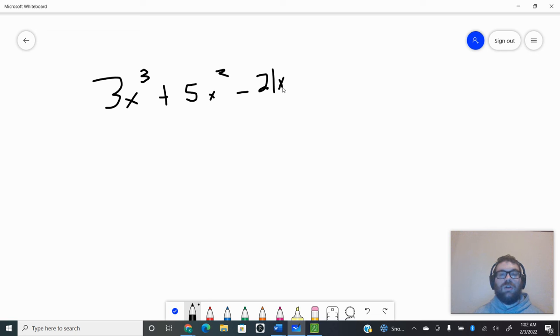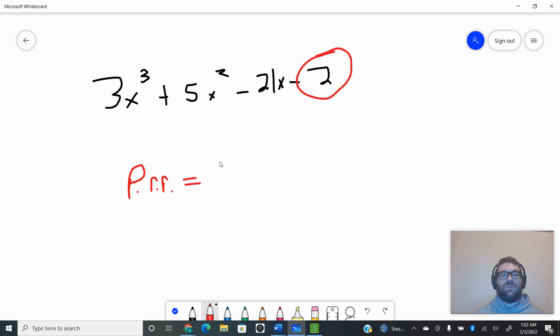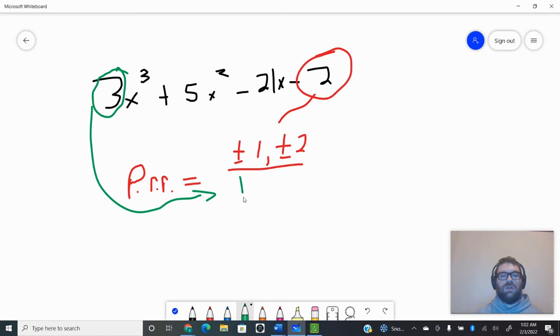So the next one we're going to do is 3x to the third plus 5x to the second minus 21x minus 2. So again, first off, what are the possible rational roots? Take all the factors of 2, so that's plus or minus 1, plus or minus 2, all over what are the factors of 3. So that's plus or minus 1, plus or minus 3.